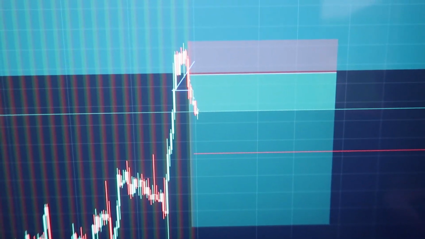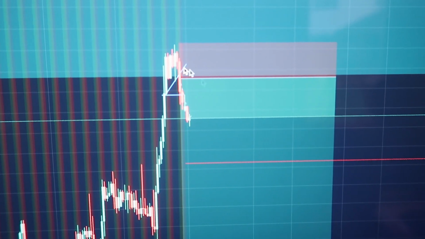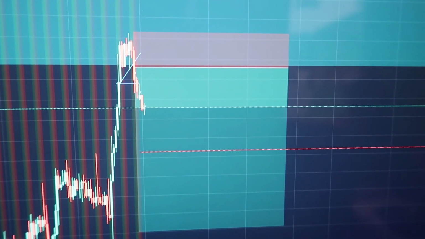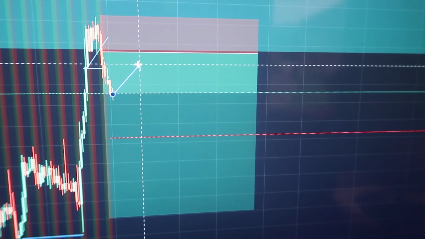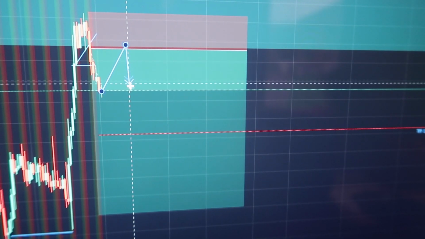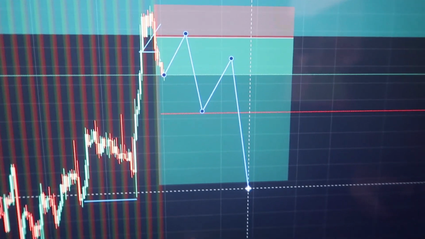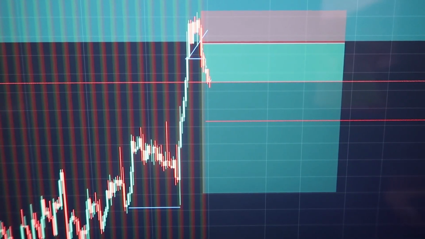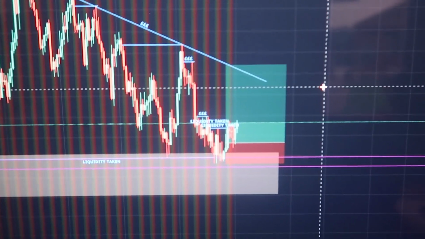This is USD CAD. It came up into where we had a distribution. I entered in on that distribution, and I think price may do something like that, and then something like that. I hope it doesn't, but it may. That's what I'm thinking on USD CAD, right? Then NZD CHF, which is what I'm in at the moment.